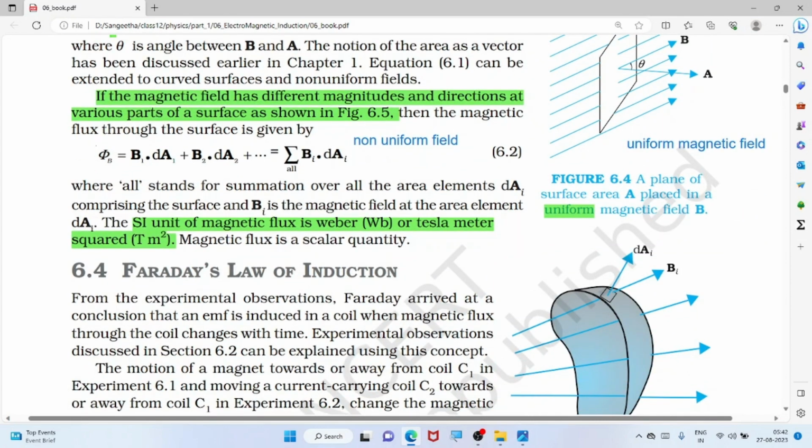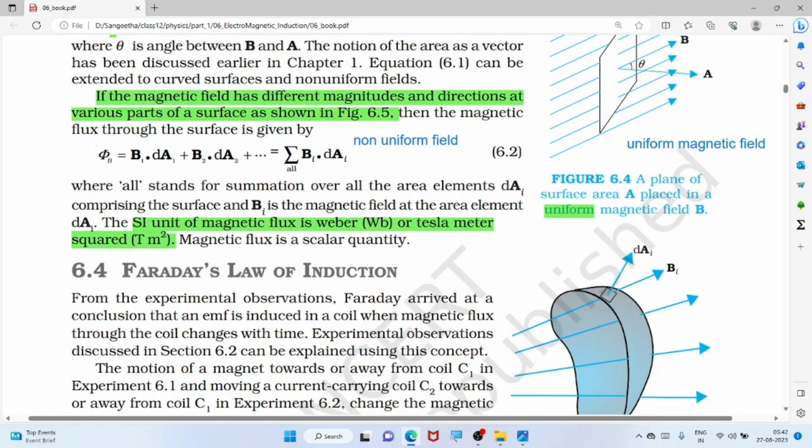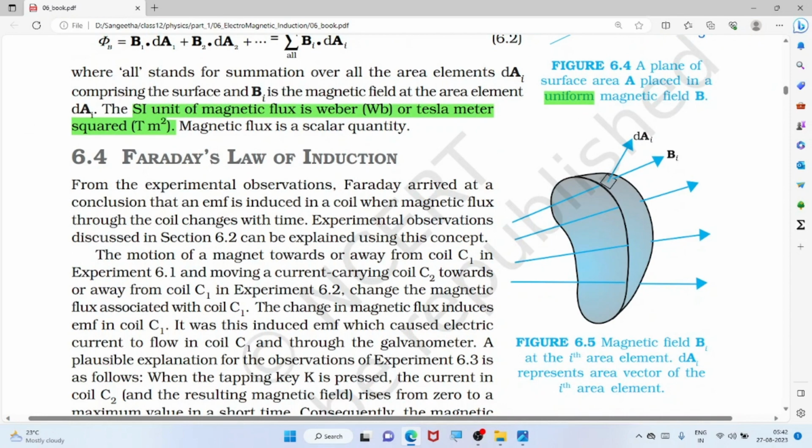Suppose this is a uniform magnetic field. If the magnetic field has a different magnitude and direction at various parts of the surface, then the flux is the summation of the flux over all the areas. The unit of flux is the Weber.